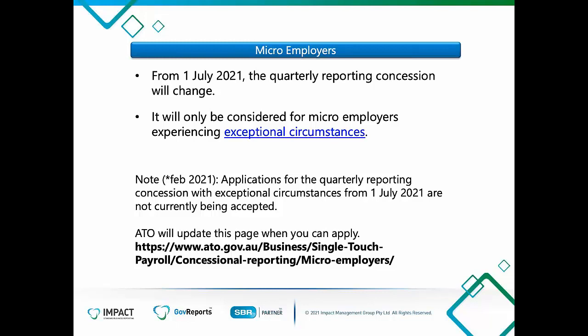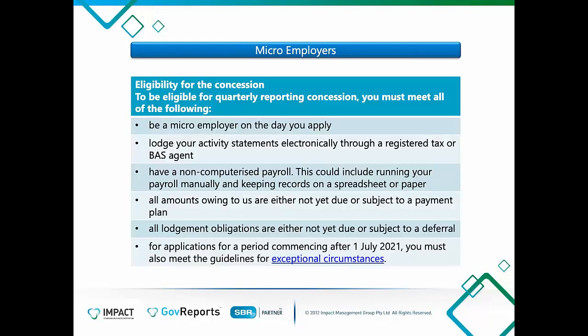circumstances. And on the ATO's website, which is back in February, they said you can apply for quarterly reporting with exceptional circumstances, but at the moment it's not being accepted. So you do need to keep an eye on that ATO page, so when you can, get in there and apply for those quarterly reporting if it's possible. And of course you need to be eligible again, so you need to be that micro employer. So 1 to 4 employees. You lodge your activity statements electronically through a registered tax or BAS agents. You have a non-computerised payroll.